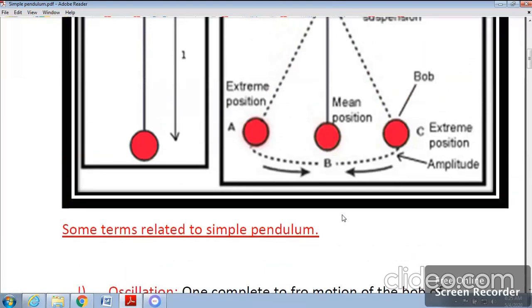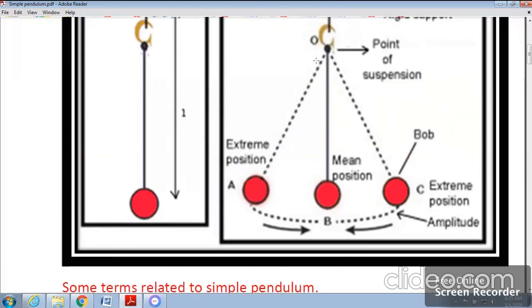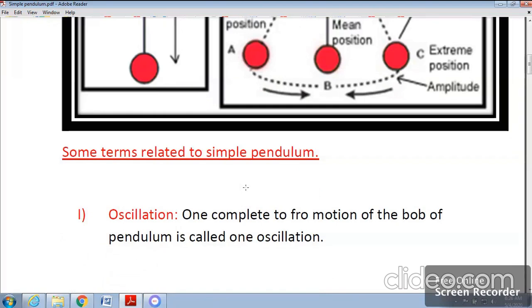One complete to and fro motion. Suppose it starts motion from B, so it will go to A, and again it will go to C, and when it reaches B, then we can tell it has completed one oscillation. Or suppose we start from the extreme position, that is A. When it goes to the other extreme position and comes back to the starting point A, then we can say this is one complete oscillation.